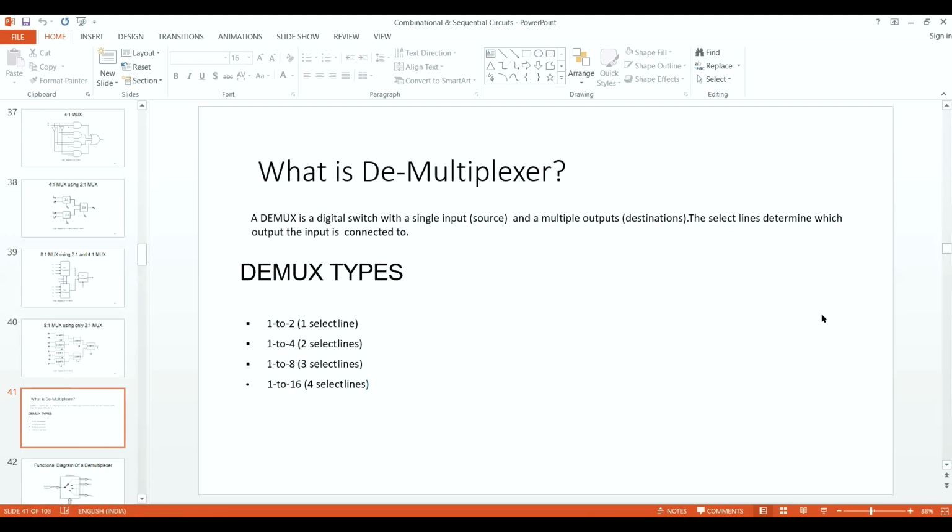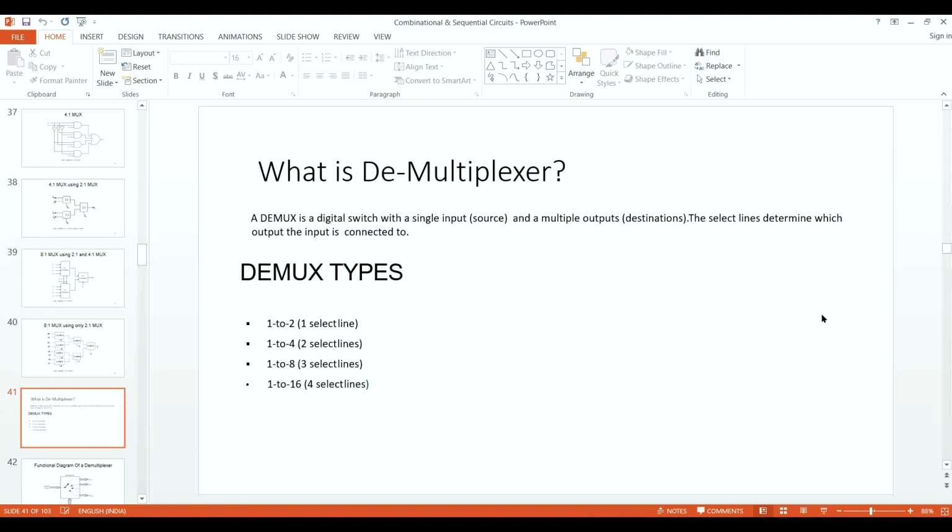When we're talking about the demultiplexer, it is totally opposite to the multiplexer. In a multiplexer, we have multiple inputs and the output is 1. In the case of a demultiplexer, your input would be 1, but outputs can be many. Again, the relationship is the same, 2 raised to power n. You can see the first one is written 1 to 2. Input is 1, that is fixed. Output can be 2, that is 2 raised to power 1.